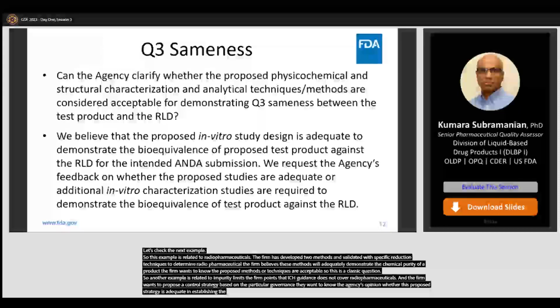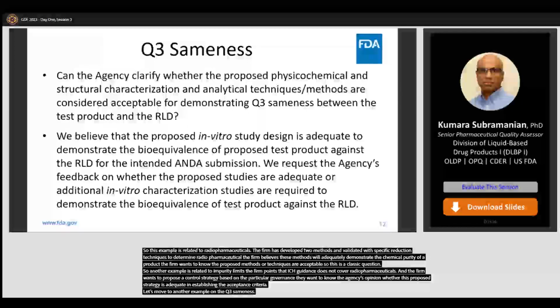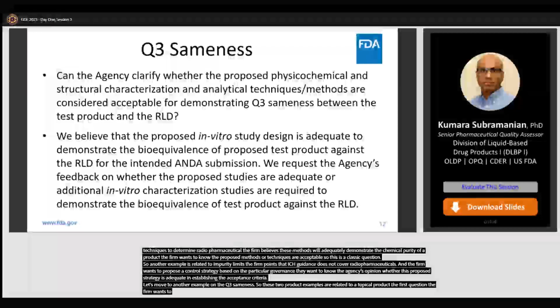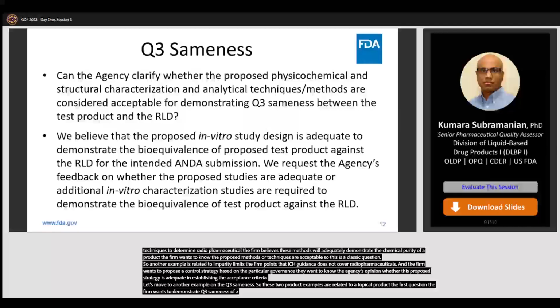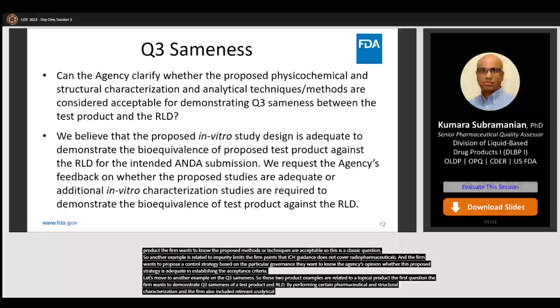Let's move to another example on Q3 sameness. So these two examples are related to a topical product. In the first question, the firm wants to demonstrate Q3 sameness of the test product and RLD by performing certain physicochemical and structural characterization, and the firm also included relevant analytical methods. Now the firm wants to know whether the proposed plan is acceptable for demonstrating Q3 sameness.